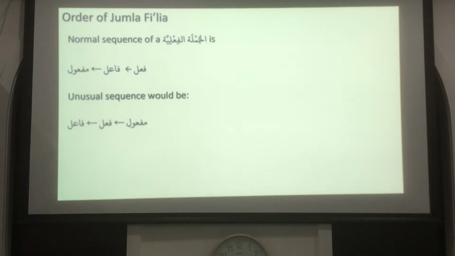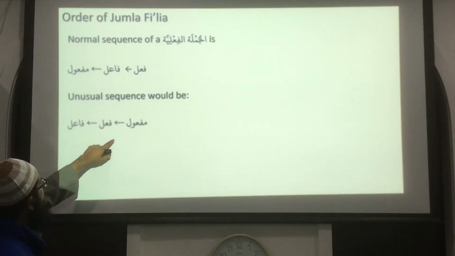So here also there is a normal sequence. The normal sequence is the fail should be at the beginning, the file is after the fail, and that must always be. The file must always be after the fail. Okay, there could be something in between. And then we have maf'ul. So that's the normal sequence: fail, file, and maf'ul. Like we said, kharaja Musa minha khaifan. So kharaja is the fail, Musa is the file, and khaifan is the maf'ul, maf'ul hal in that case. So usually the sequence would be like that.